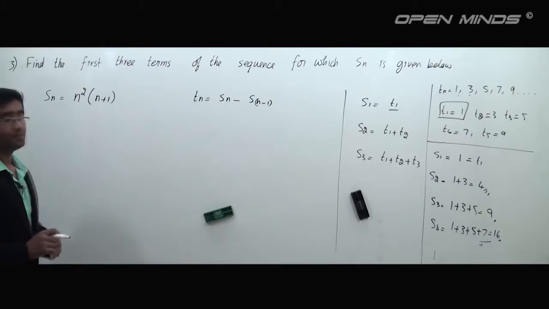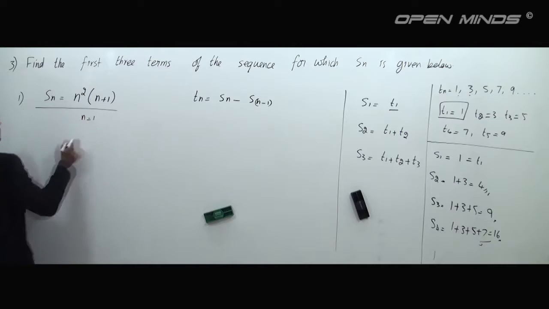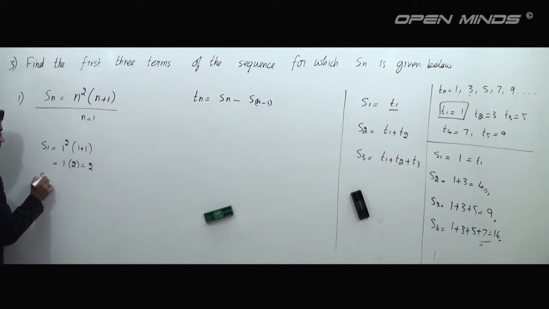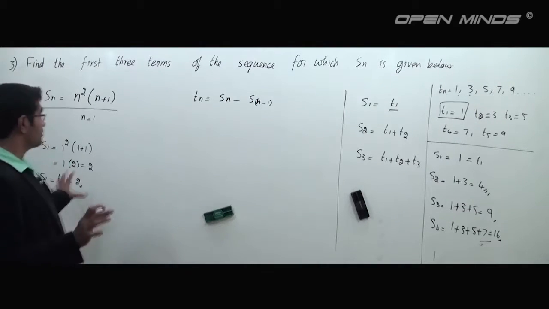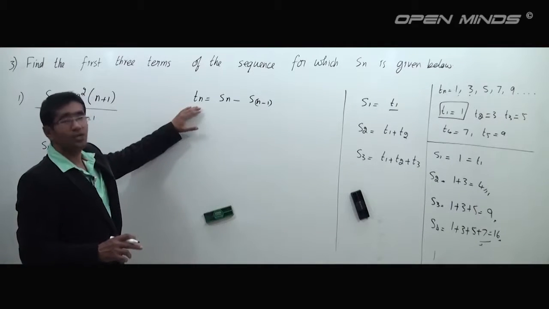Because that was an example. Come back to this. If I solve this for n equal to 1, what I get is S1, which is 1 squared into 1 plus 1, which is 1 into 2, which is 2. It means that's my first term, because S1 is nothing but my first term, that is 2. So in that particular sequence, the first term is 2. Good. Now I can find any term using that formula.